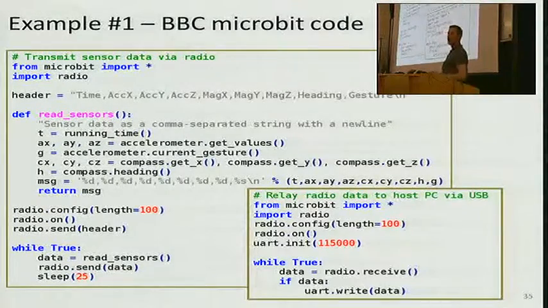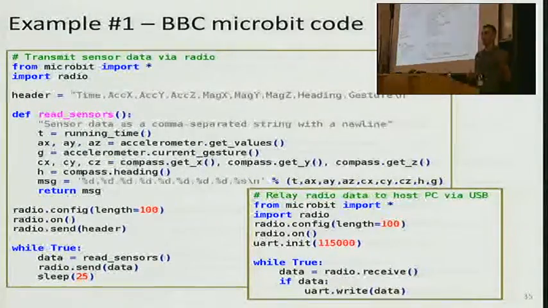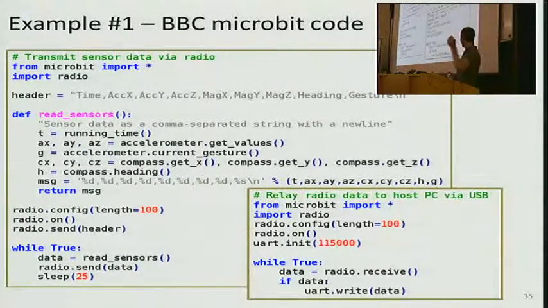At the receiving end, the code that runs on the microbit is also trivial. We just tell it to turn the radio on. We tell it to turn the serial interface on, the UART, run over the USB cable, and then in an infinite loop, we just wait to receive data on the radio. When we've got that, we send it off to the computer.